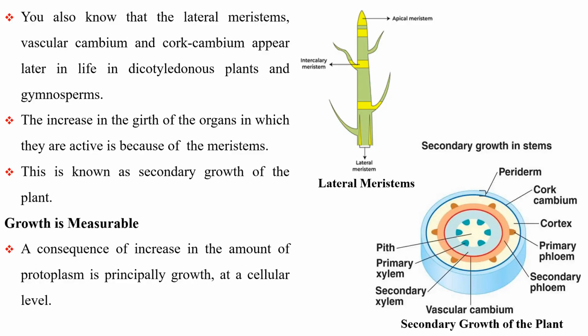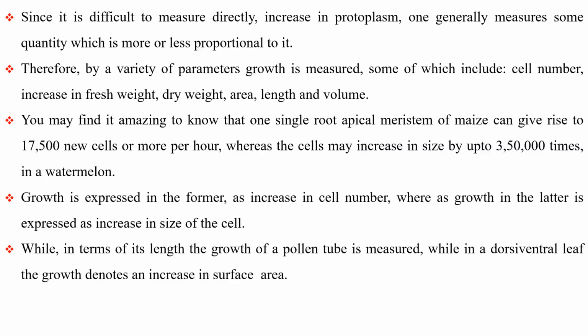Growth is measurable. A consequence of increase in the amount of protoplasm is principally growth at a cellular level. Since it is difficult to measure directly the increase in protoplasm, one generally measures some quantity which is more or less proportional to it. Therefore, growth is measured by a variety of parameters, some of which include cell number, increase in fresh weight, dry weight, area, length, and volume.